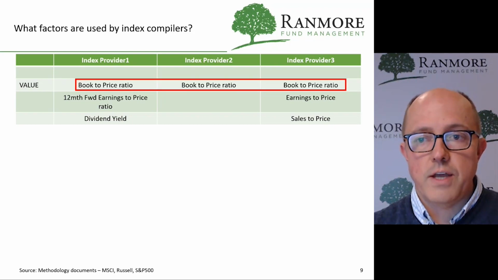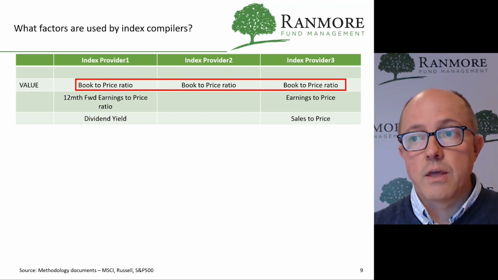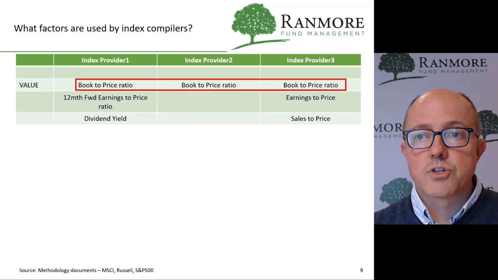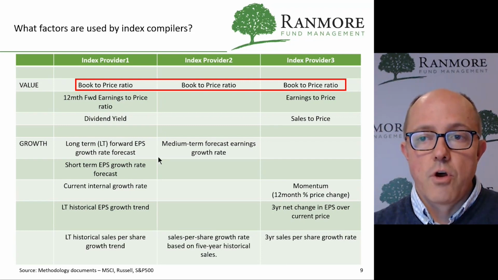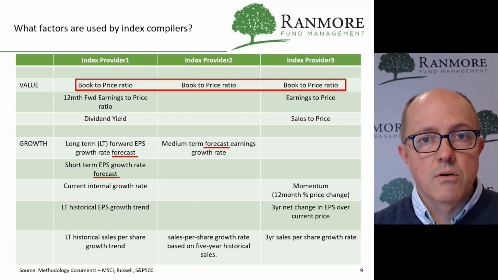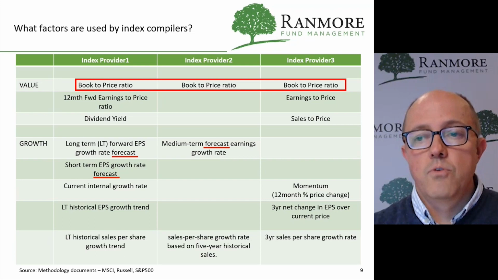Well, what about the growth factors? Okay, the one common thing is the book to price. And as I said, it's just the inverse of the price to book. Well, the growth factors, there are a number of growth factors. So each of them use a number of them. And you can see here growth rate forecast. This is one of the common themes. It's the forecast. And we know how inaccurate forecasts are.